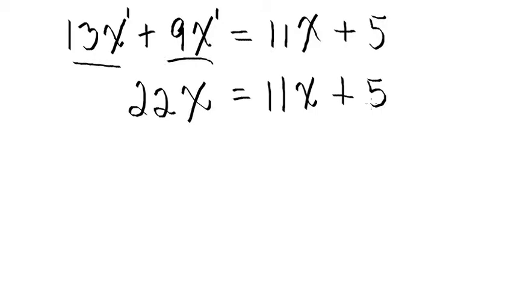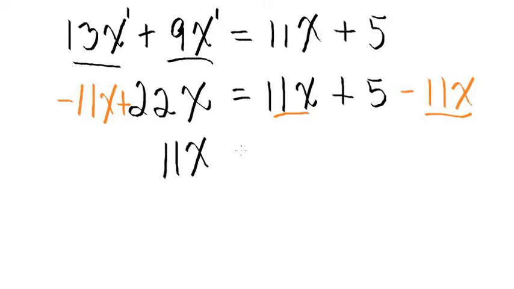Now we need to get all our like terms over to one side of the equation, and we're going to do that by, I guess we'll use a different color here. We're going to subtract 11x from both sides. Not 11, but 11x. So you see this 11x minus 11x, that's going to cancel out to 0. And so now we have a negative 11x plus 22x is going to give us 11x is equal to, and of course these two terms cancel out, and now we're left with a 5 on the right hand side.